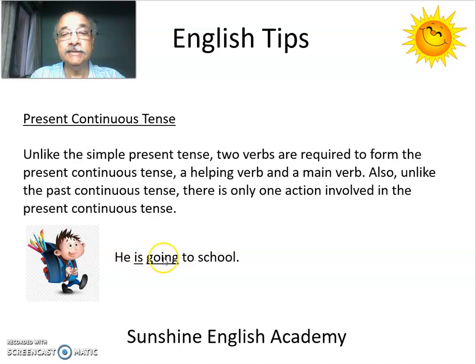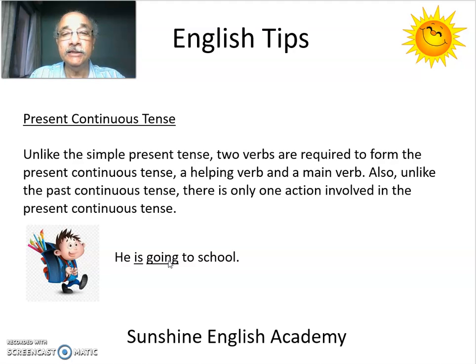Look at our sentence here. He is going to school. Is is the helping verb, and that is the be verb because we need the be verb to form the continuous tense. And going is the main verb, which is in the ing form, and we call it V4.